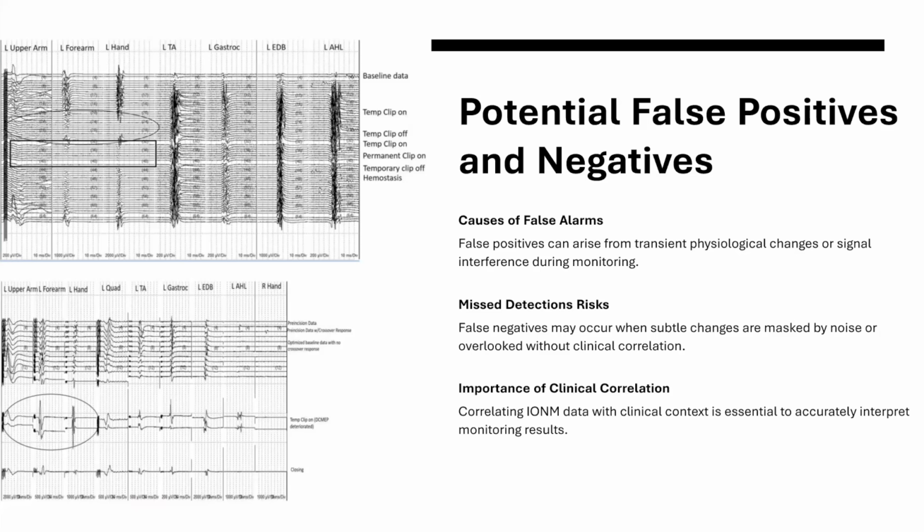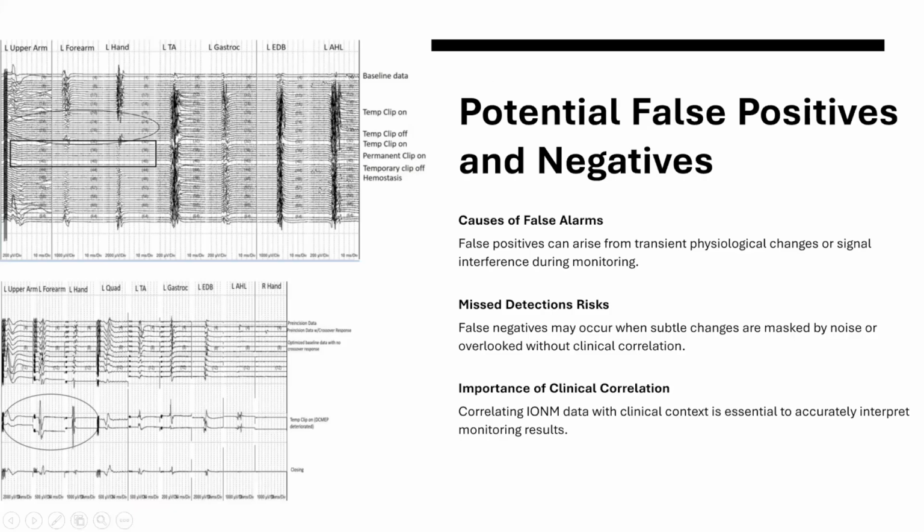Now, false negatives don't happen as much, especially in spine surgery. You don't really have false negatives. If you have signals at the end of the procedure, the patients typically wake up intact as long as you have real signals. In brain surgery, it's different, because in brain surgery the stimulation itself can bypass the areas of the brain that are at risk.